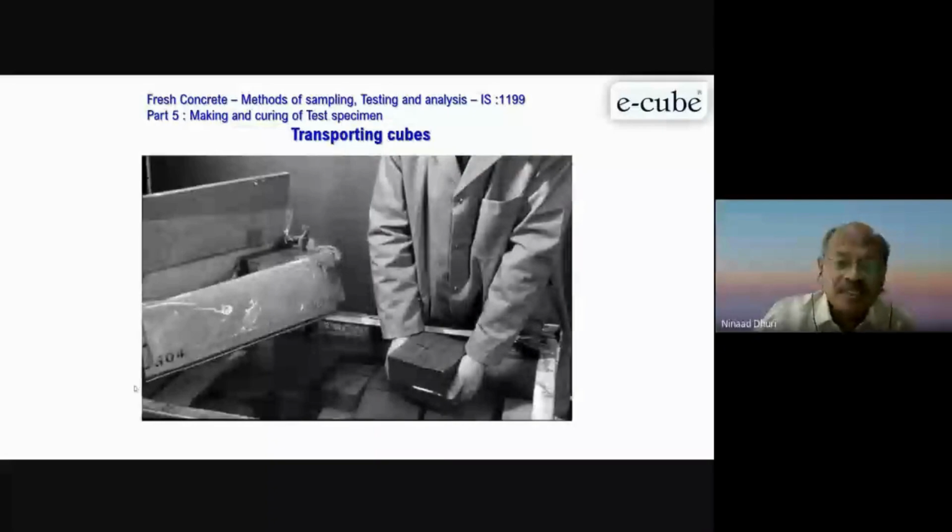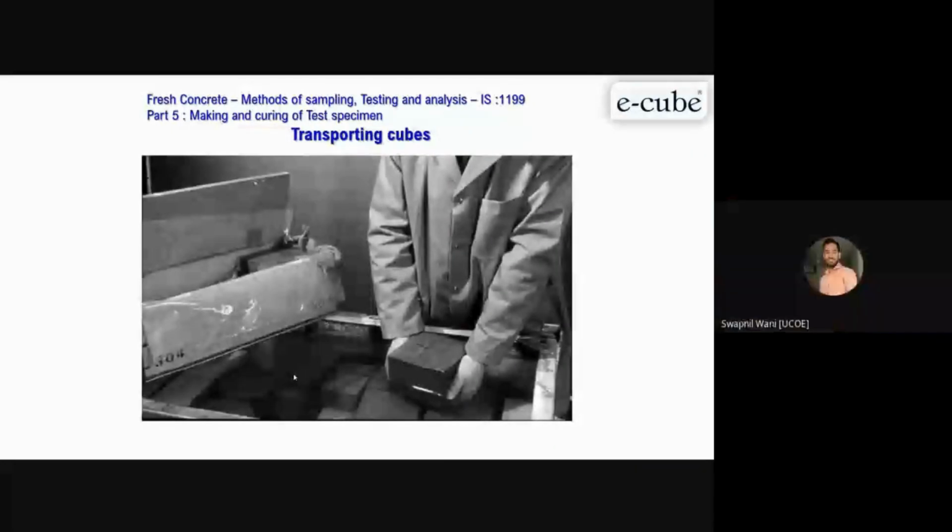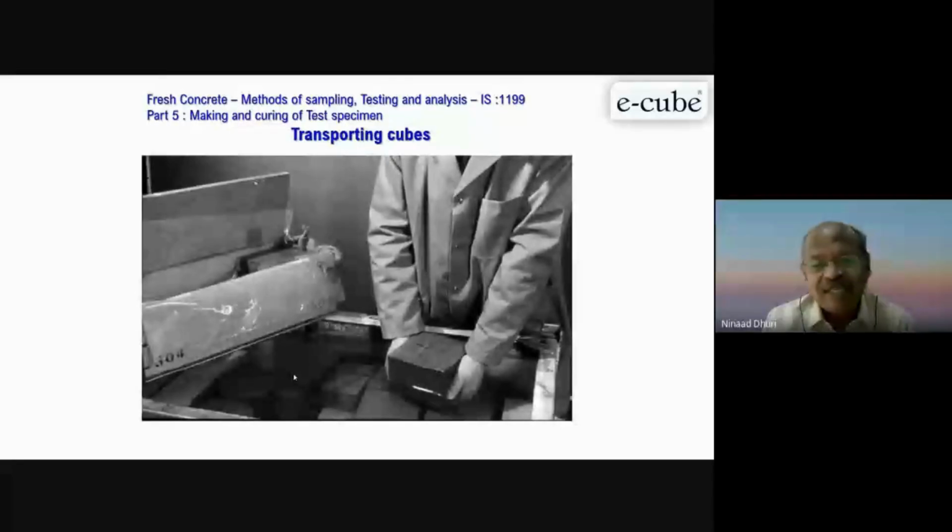I am showing this because nothing is shown like this in your books. Books say that all cubes should be tested only in SSD condition. You can read the specification, but we rarely read the specification. Yes, 90% of people are not following the actual practice. They are just following the supervisor, who has got earlier experience, because you are not going into detail.